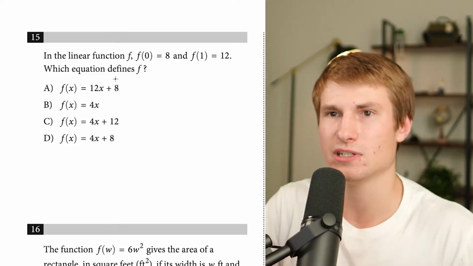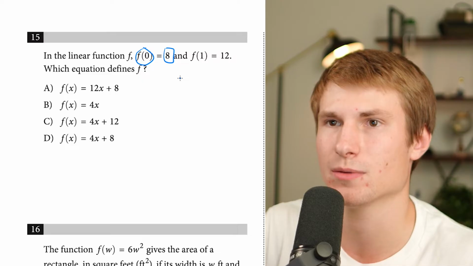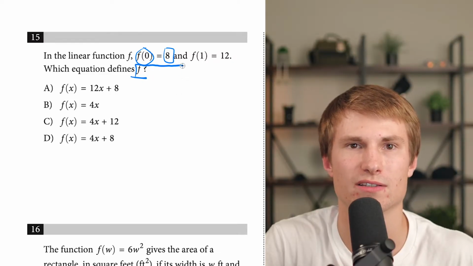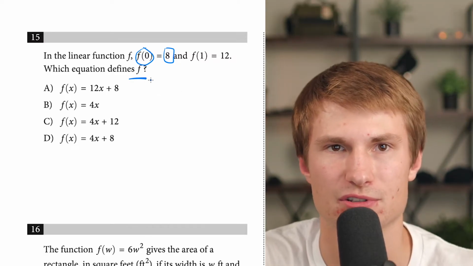All right, question number 15. In the linear function f, f of 0 is 8. If I've got f of 0, I know that's my y-intercept. Y-intercept is 8. f of 1 is 12. Which equation defines f? Always check if there's any sort of transformation going on, for example shifting left, right, up, down. In this case, there's not, so that's good.